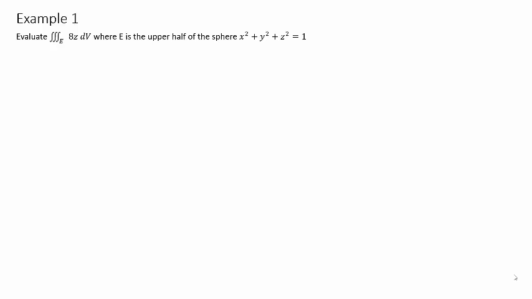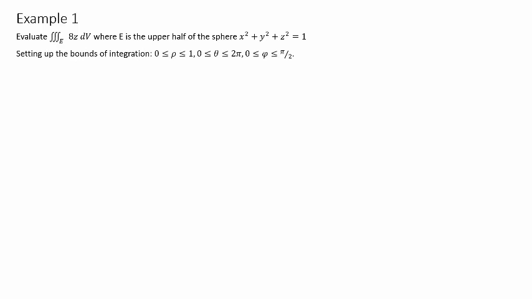Okay, so here's the problem. Let's evaluate the triple integral over E of the function dz, where this E is defined as the upper half of the sphere given by x squared plus y squared plus z squared is equal to 1. So the upper half of the sphere is where z is positive. Looking at this equation, we're seeing that the center of the sphere is the origin, and the radius of this sphere is 1. So what you have to figure out is the bounds of integration here.